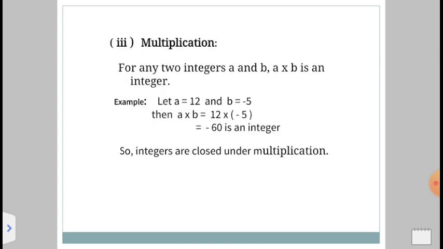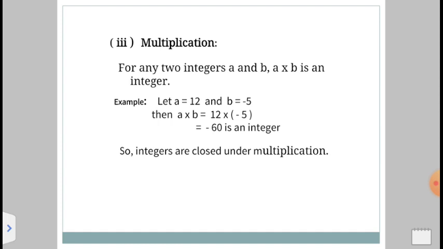Now let's check closure property under multiplication. For any two integers a and b, a into b is also an integer. The product is also an integer. When you multiply two integers, the answer also is an integer. Let's check with an example. Let a is equal to 12 and b is equal to minus 5.